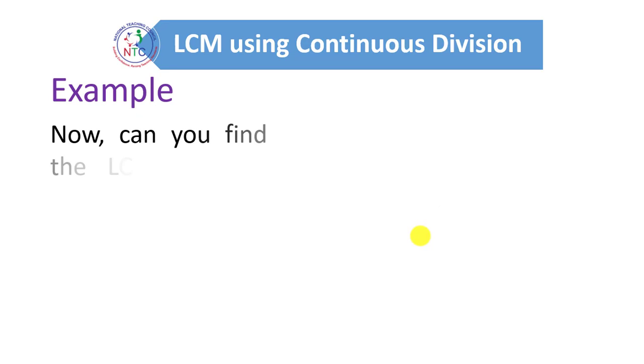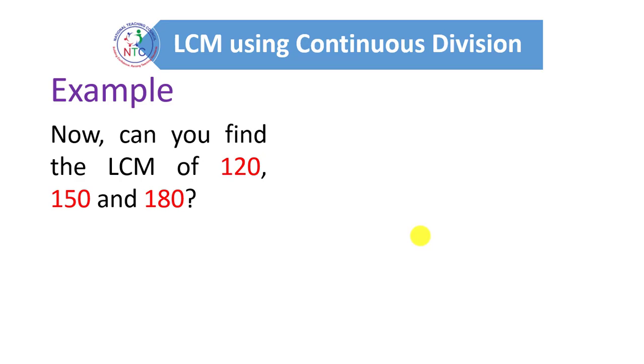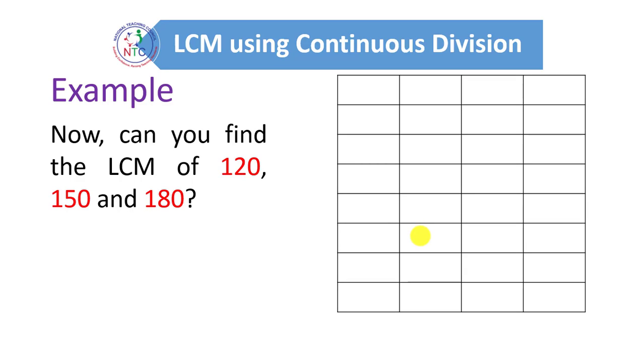Example. Now, can you find the LCM of 120, 150, and 180? And of course, I can see that some of you will obviously be able to pull through this. But let's see if we can deal with it. So now, first of all, introducing our table and writing our numbers as shown on the screen. Okay, 120 here, 150 here, and 180 here. All right, and then introducing our division sign.